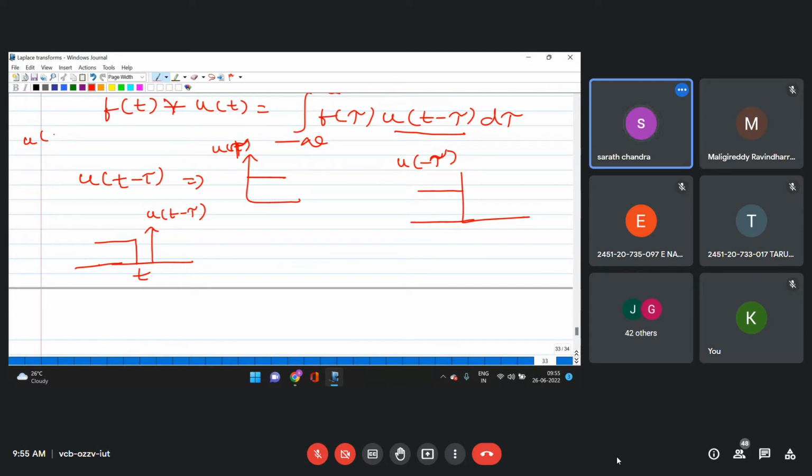So this will be what? This can be written as minus tau plus t, right?